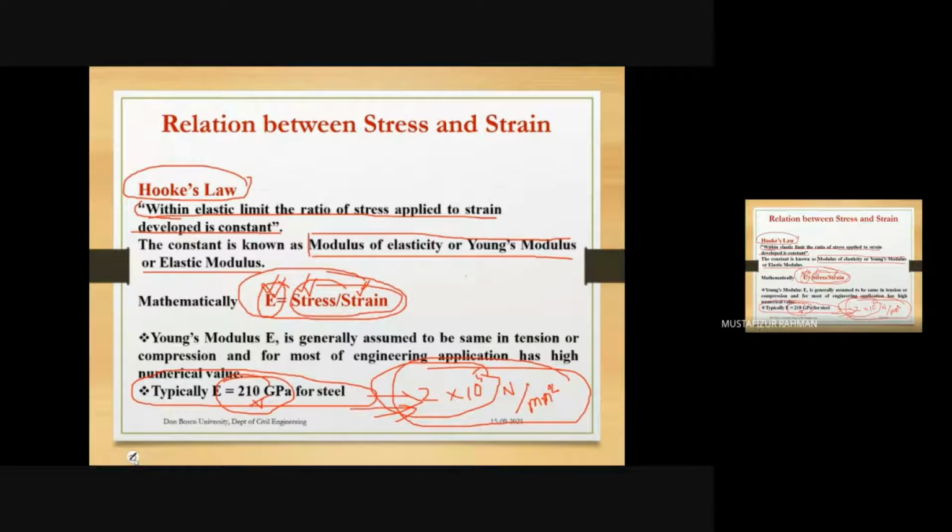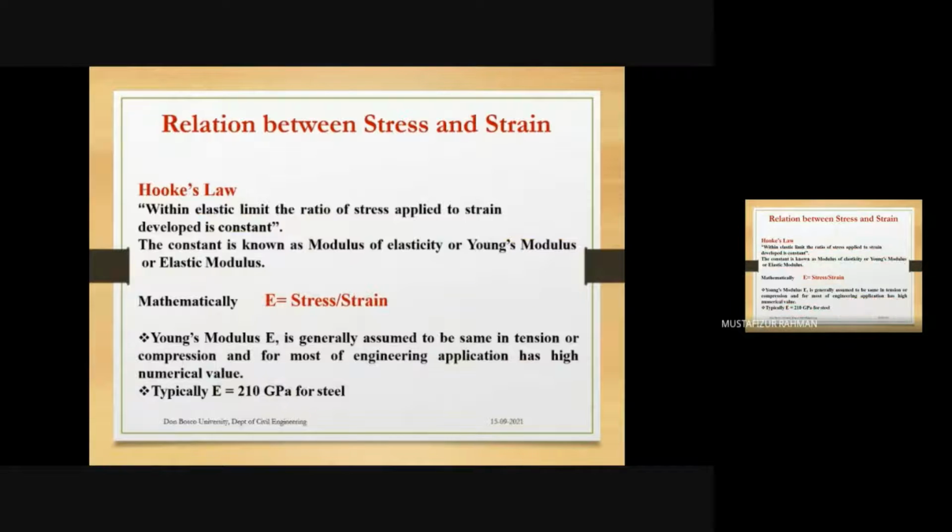Now, the Young's modulus is generally assumed to be the same in tension or compression, and for most engineering applications, it has a high numerical value. It is a high numerical value for steel, for aluminum, etc. For concrete, it is very less in comparison to steel.